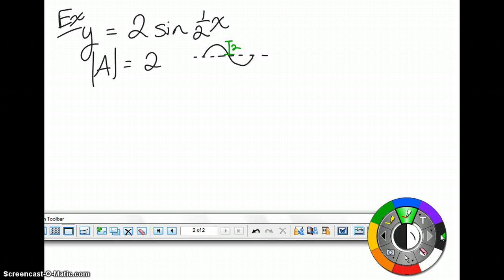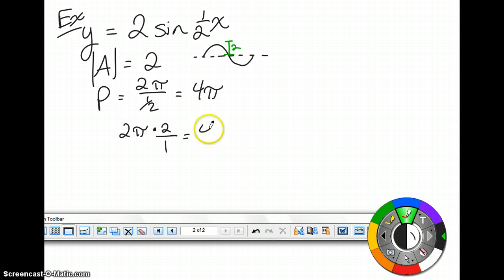The B is 1/2, so our period is 2 pi over 1/2, which gives us 4 pi. Remember, when you divide by a fraction, you're multiplying by the reciprocal, so that gives us 4 pi. That's where that came from.